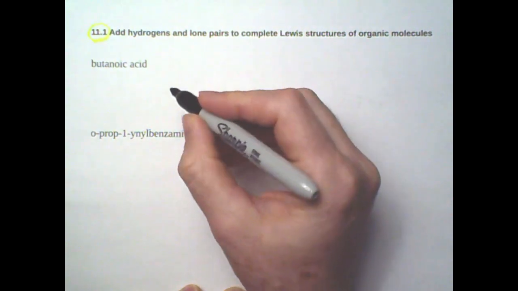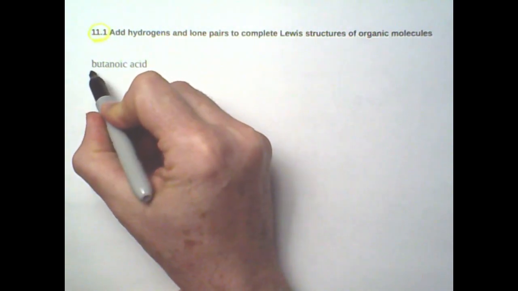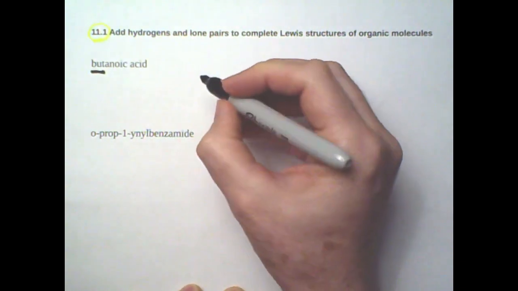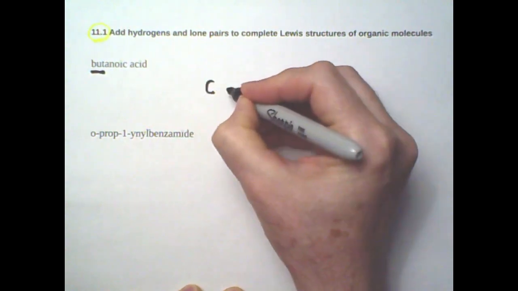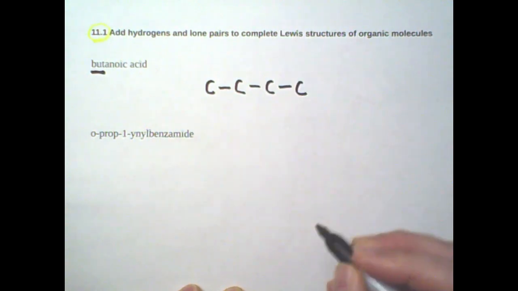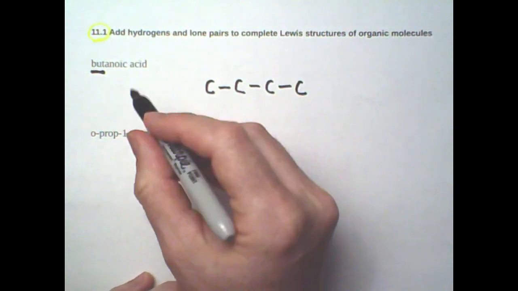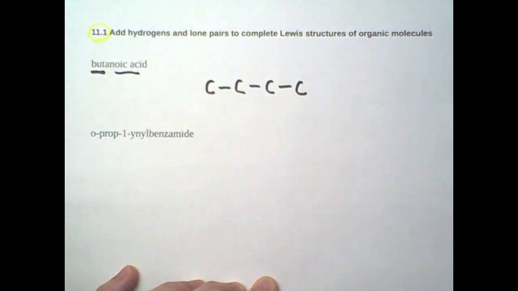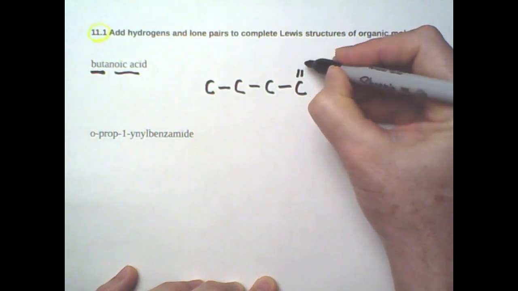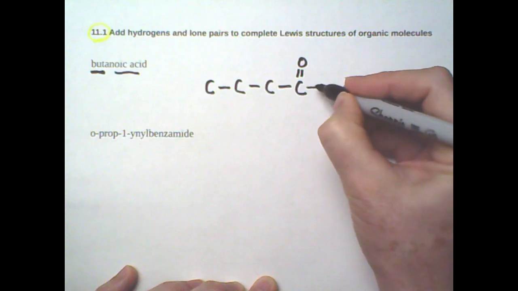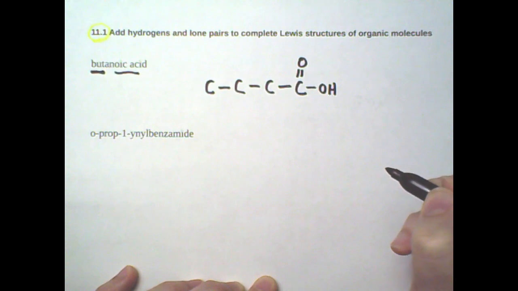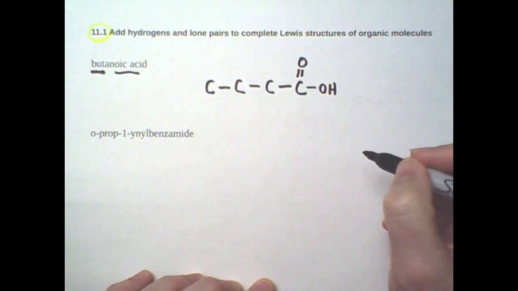So how do you draw something from a name? We look at the root, bute. That tells us how many carbons there are. It tells us there are going to be 4 carbons. So I'm going to bond together 4 carbons in the way we'd write a Lewis structure. Then we've got this suffix, oic acid. It tells us we're making a carboxylic acid. So on one of the ends, either end, I'm going to add the 2 oxygens and the hydrogen that make it a carboxylic acid.